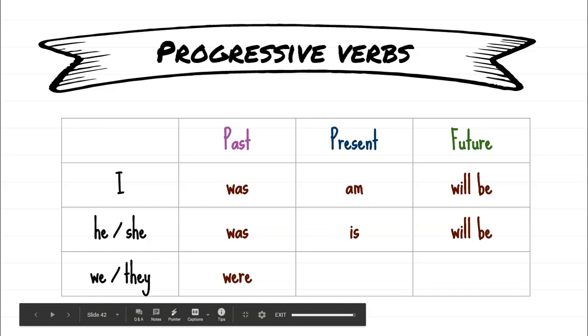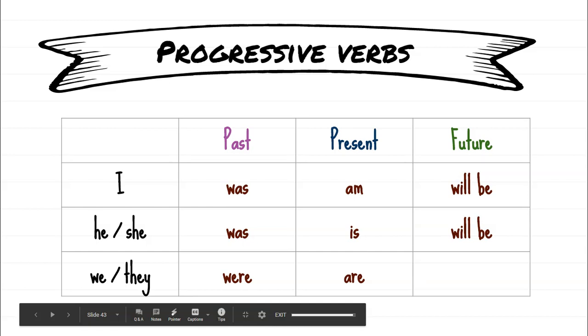Let's try. We am studying. We is studying. What do you think is going to go into the next block? What do you do in the present? We are studying. Good. Or they are studying. Very good. Let's have a look at the last empty block.